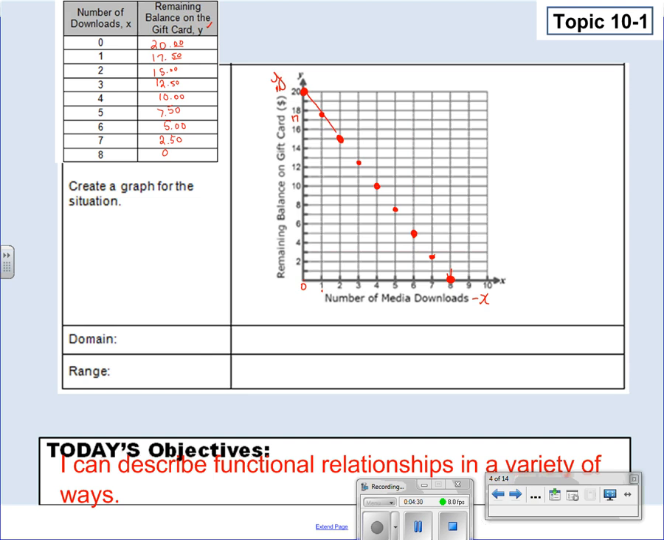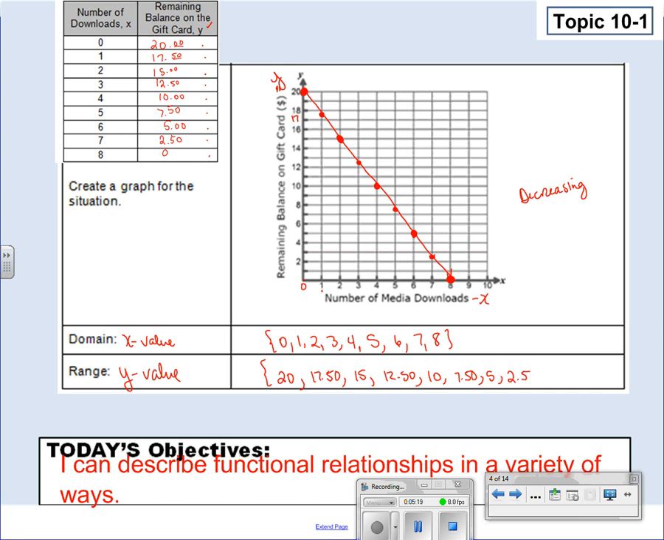If we were to connect these dots and read this graph, we would see that our graph is decreasing. I can also tell that by looking at the table and looking at my y values and seeing they are decreasing. So yes, my graph should be decreasing. Our domain are all the x values. So using the table, I see that my x values are 0, 1, 2, 3, 4, 5, 6, 7, and 8. Our range are the y values that we used in order to plot those points. Those y values, we started off at 20, then 17.50, 15, 12.50, 10, 7.50, 5, 2.50, and 0.